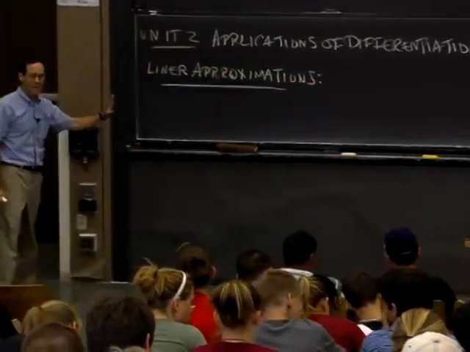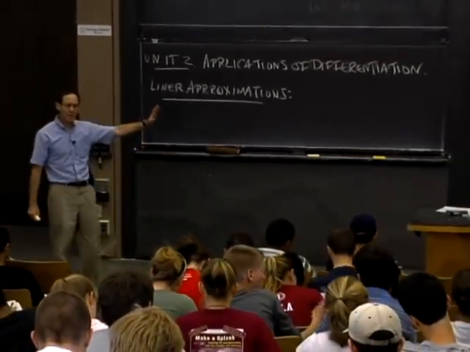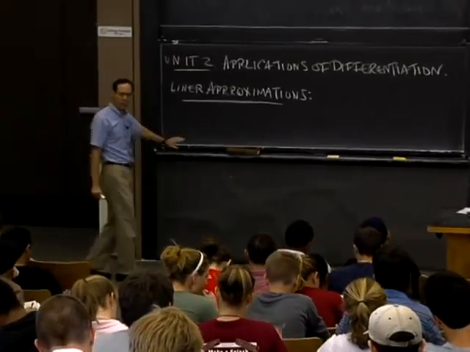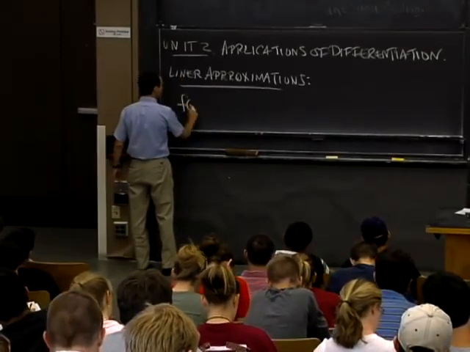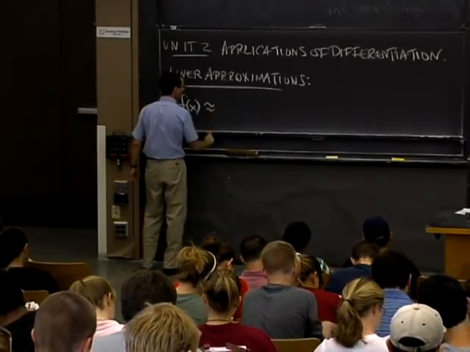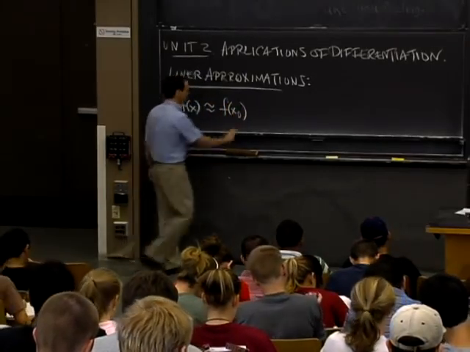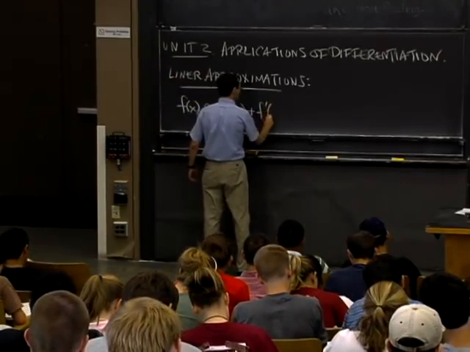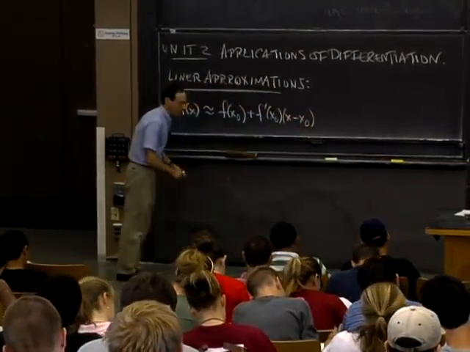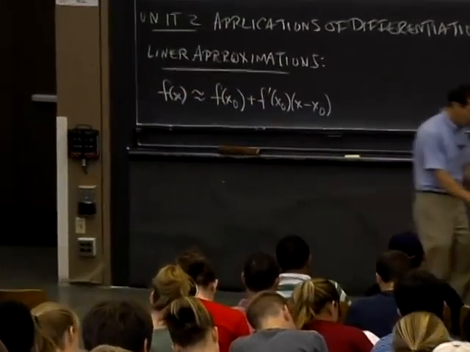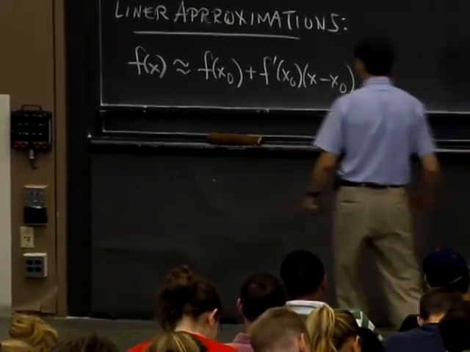So that can be summarized with one formula, but it's going to take us at least half an hour to explain how this formula is used. So here's the formula. It's f of x is approximately equal to its value at a base point plus the derivative times x minus x0. This is the main formula for right now. Put it in a box.